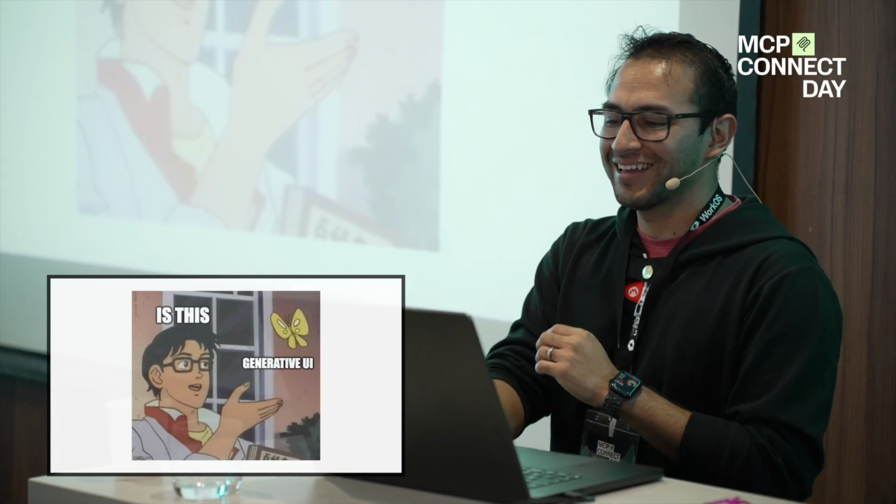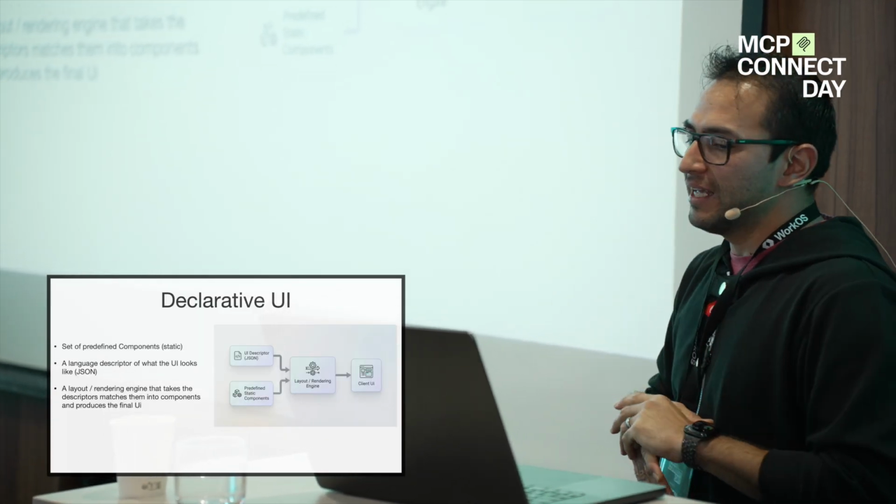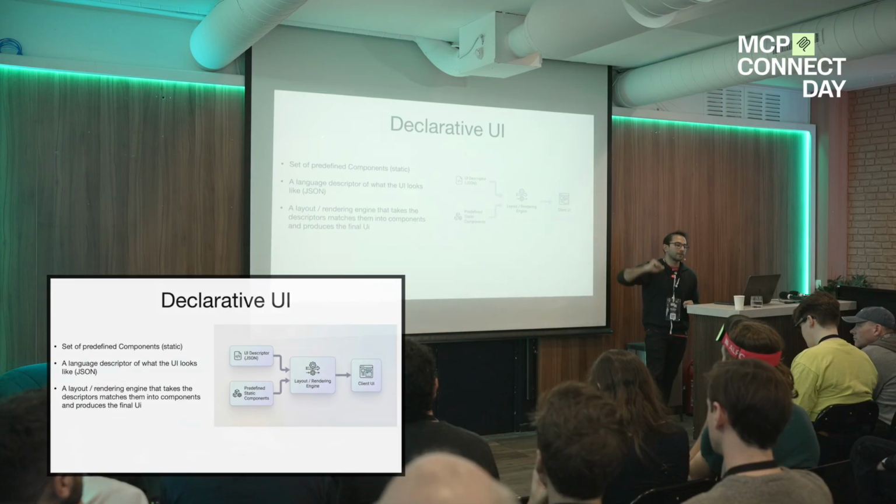Let's see. The next type is declarative UI. This is a different one that has started to gain a lot of popularity, where you still have a set of static components, and then you have some language descriptor, which is usually JSON or something that you can describe the UI with. And then you have this layout rendering engine that produces the components.